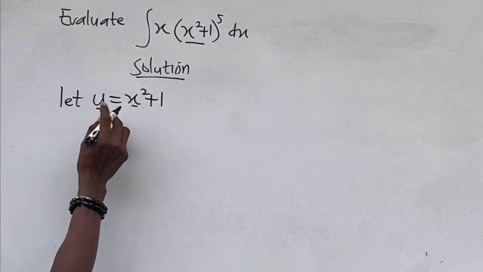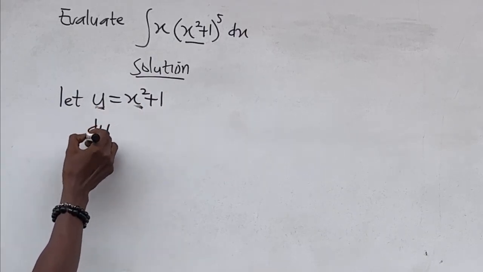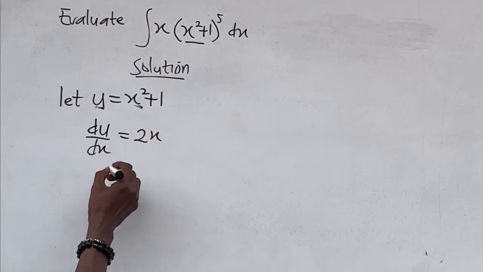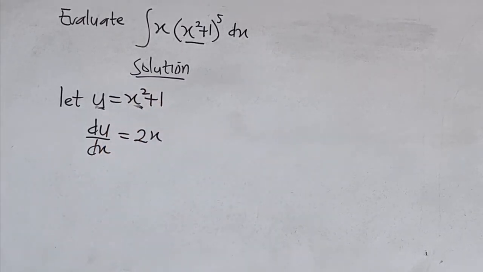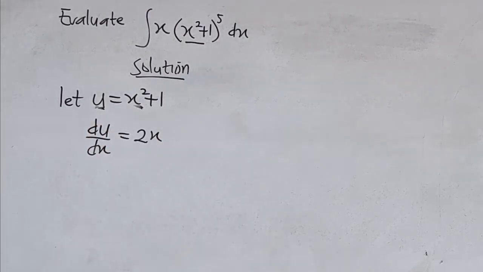Since we have u and x, we can differentiate this u with respect to x, such that du/dx is equal to, this will give us 2x. If we differentiate x squared, it gives 2x. Differentiate 1, that's a constant, to give 0. So du/dx is equal to 2x.